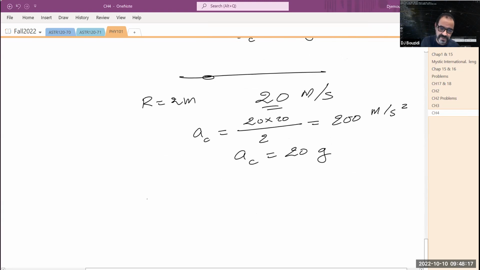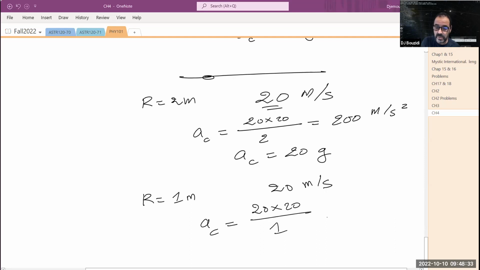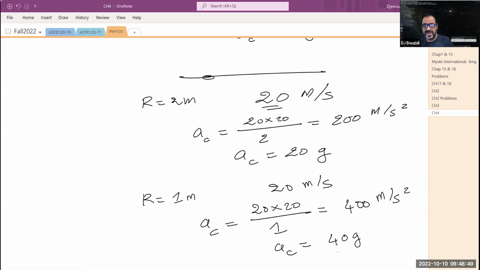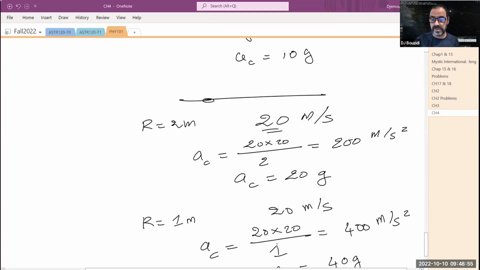If the radius is actually curved differently, 1 meter, I'm sorry, and the velocity is still 20 meters per second, then how much acceleration are we talking about? Again, it's going to be 20 times 20, which is what 20 squared means, divided by 1 in this case, and it's going to be 400 meters per second squared. Now you're talking about acceleration that is 40 Gs. I mean, even astronauts, when they do their training to go into space, they really don't experience this acceleration. These numbers are ridiculous. In practical examples, you don't encounter them.